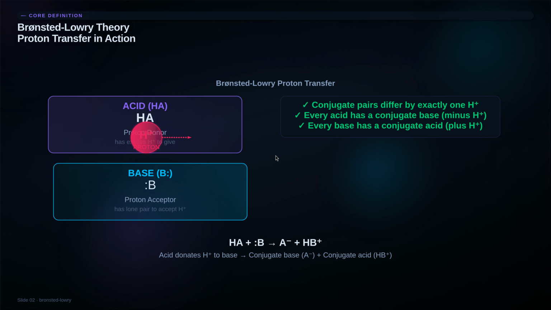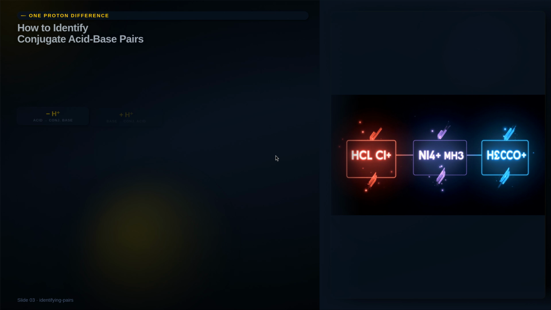HCl donates a proton to water, producing hydronium ion H3O+ and chloride ion Cl-. HCl is the acid, water is the base. After proton transfer, we have the conjugate base of HCl, which is Cl-, and the conjugate acid of water, which is H3O+. A reaction always involves two conjugate acid-base pairs, the original acid and its conjugate base, and the original base and its conjugate acid. The forward and reverse reactions compete, establishing an equilibrium.